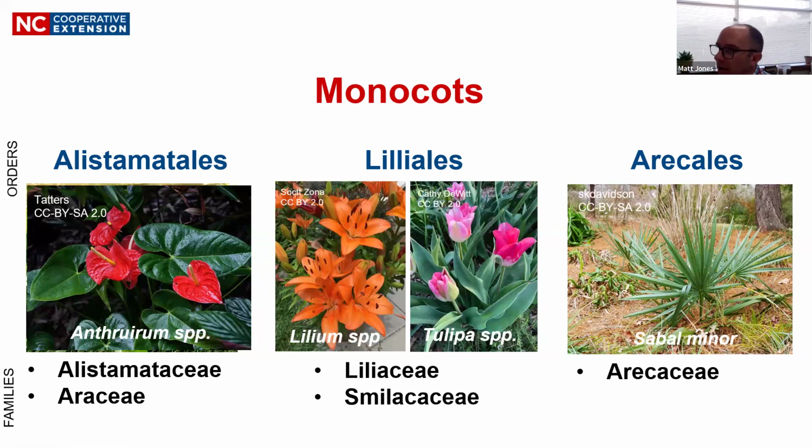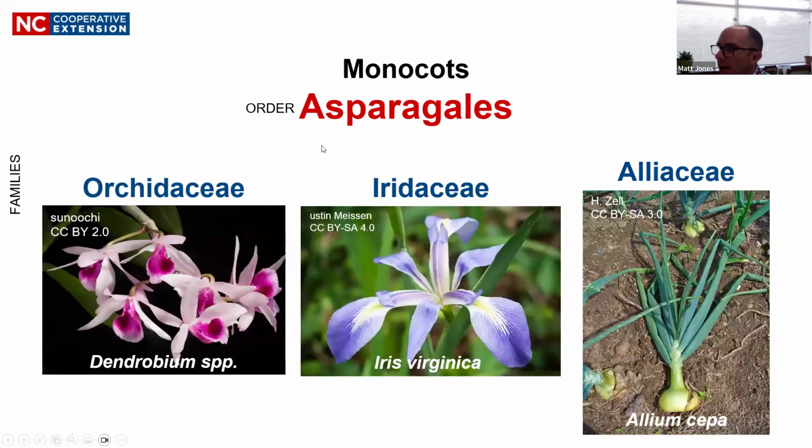And then the monocots also include things like the Liliales, the order Liliales, which includes the Liliaceae, like Lilium and tulips, so lilies and tulips. The Smilacaceae, which is greenbriers. And the monocots also include the Arecales, which includes the Arecaceae, the palm family. We do have a palm native to North Carolina called Sabal minor, dwarf palmetto. Other monocot orders include the Asparagales, which itself includes families like the orchids, irises, and the alliums.